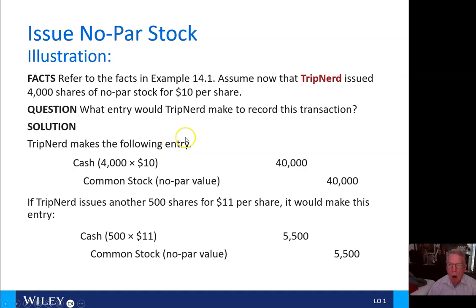Now, if there's no par stock, then the journal entry is even easier. We just debit cash for $40,000 and credit common stock, no par value, for $40,000. Now, if they issue another 500 shares for $11 per share, it's simply 500 times $11 as the debit to cash, and a credit to common stock, no par value, for $5,500.